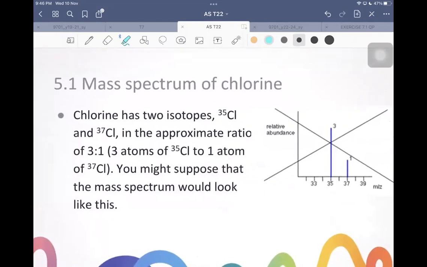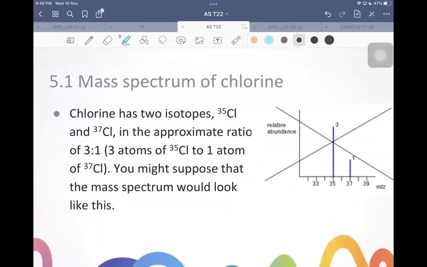Right, so the mass spectrum of chlorine. Chlorine has 2 isotopes, chlorine-35 and chlorine-37, in the approximate ratio of 3:1. That means 75% and 25%. You have a 75% chance of finding chlorine-35 compared to chlorine-37. So the more abundant isotope of chlorine is chlorine-35. But we cannot just ignore chlorine-37 because it is not common, since naturally they are present and we cannot avoid them.